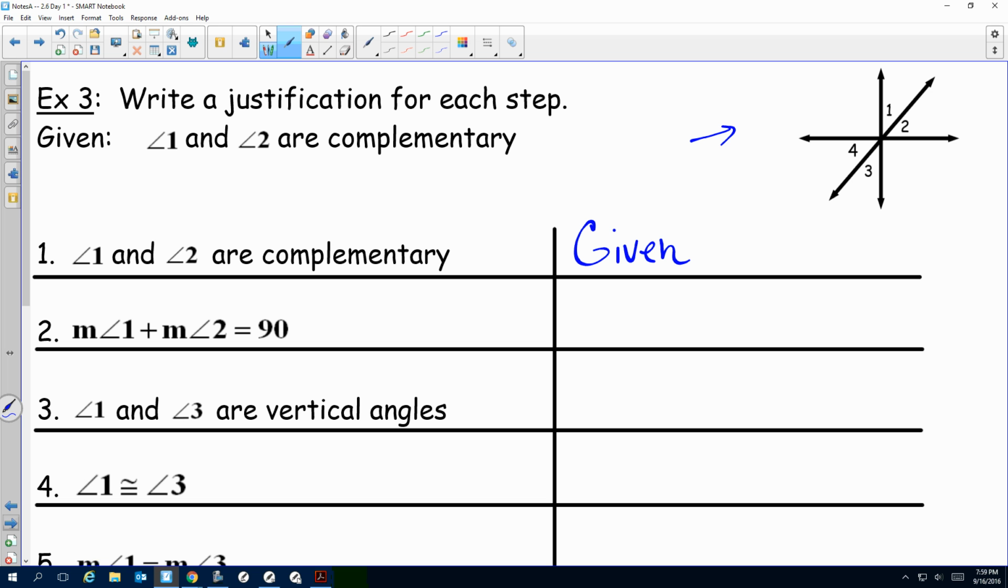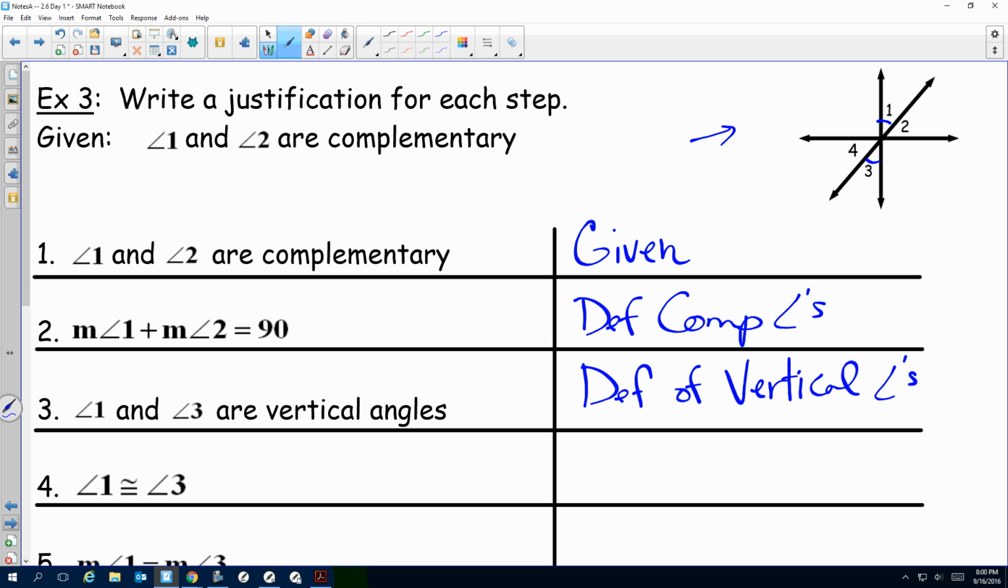Well, if 1 and 2 are complementary, then the measure of angle 1 plus the measure of angle 2 equals 90. That basically is our definition of complementary angles. Complementary angles are angles that have the sum of 90, right? Well, I can physically see in the diagram that angle 1 and angle 3 are vertical. And if angle 1 and angle 3 are vertical, then I can also state another property or correlation using a theorem. First of all, since I physically see it, I know they hold true to be vertical. That's our definition of vertical angles.